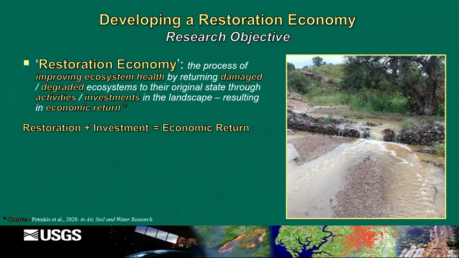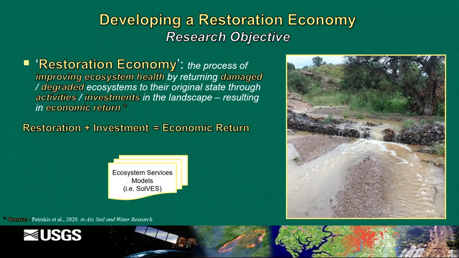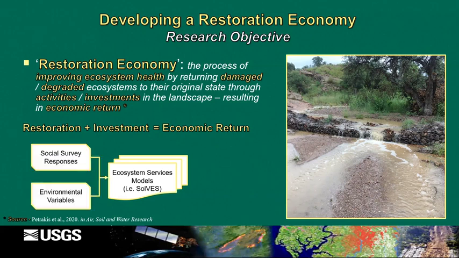And there are many ways that this can be quantified or measured or even visualized on the landscape. One of these ways is through ecosystem services models, such as SOLVS, which is what we use in our analysis. For SOLVS, two main inputs go into the model: social survey responses and environmental variables. Ultimately, it produces social value hotspot maps.